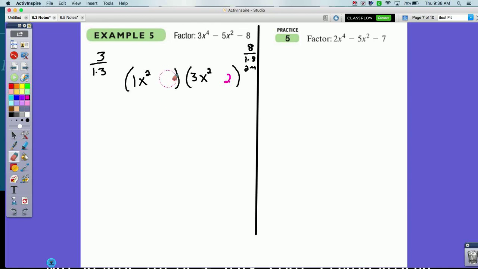So let me try the 1 and the 8. I'm going to put the 1 here because the 8 times the 3 is 24, which is way too big. So we'll try the 1 and the 8. That gives me 3x squared and 8x squared. And that is going to give me a 5. I want it to be a negative 5. So the minus needs to go with the 8. 3 minus 8 is negative 5. So the minus comes up here and a plus in the last one. And we're factored.